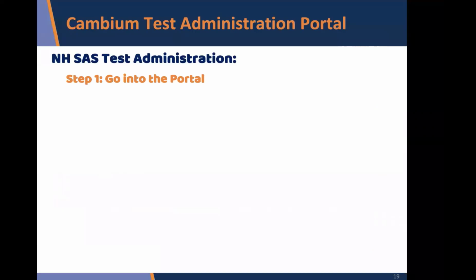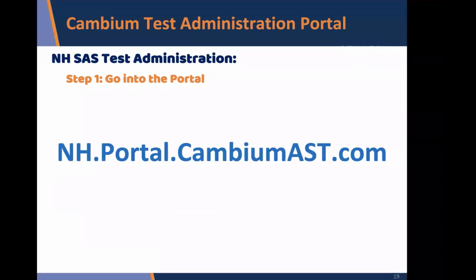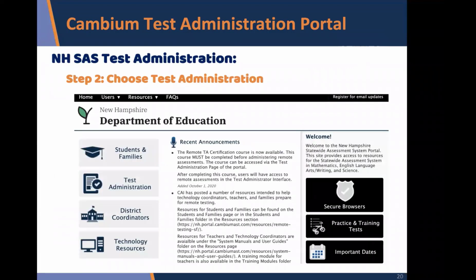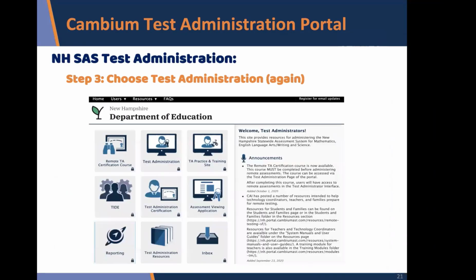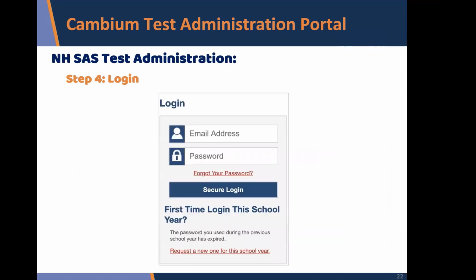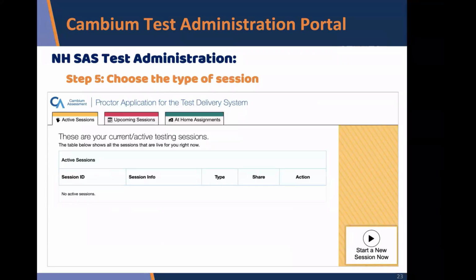The first one, again, we're going to go to test administration, the New Hampshire portal.ast, and then test administration. Here's our 9-box page. So right now we're going to go in and open up a test window. So we're going to go to test administration. You're going to log in. And then here we are with the options again.